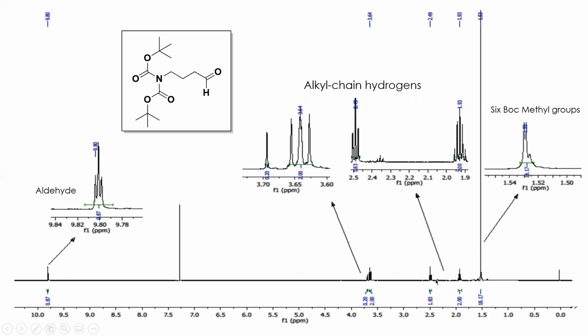We then see 2, 4, 6 hydrogens related to the alkyl chain groups in between the aldehyde and the amine. And also we see the presence of the aldehyde hydrogen, which is always seen around 9 to 10 ppm. So this was highly indicative of our purified aldehyde product. Peaks around 7.25 are always from the deuterated CDCl3 solvent.